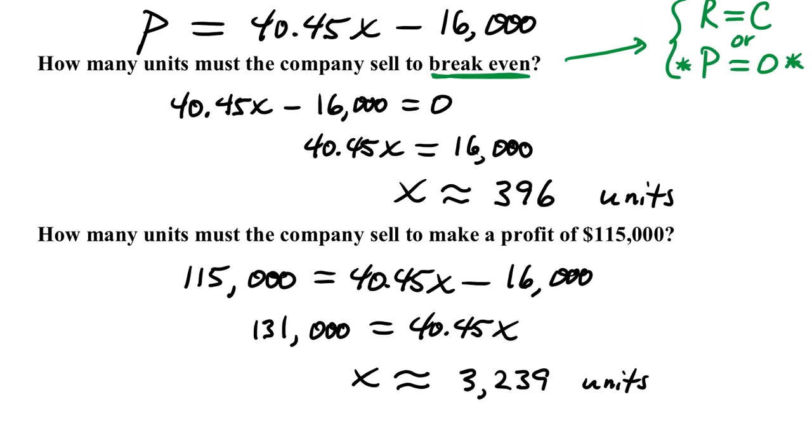How many units must the company sell to make a profit of $115,000? Again, take your profit equation, replace profit with 115,000. Solving for X, we add 16,000 to both sides. 131,000 equals 40.45x. Divide by 40.45 on both sides, and you get approximately 3,239 units in order to make a profit of $115,000.